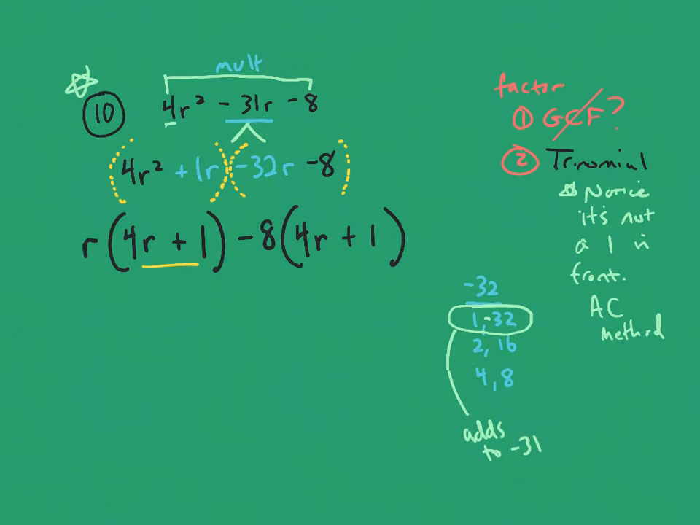And like I mentioned before, you should end up with parentheses that are the same. So this is going to be 4r plus 1, and then times r minus 8.